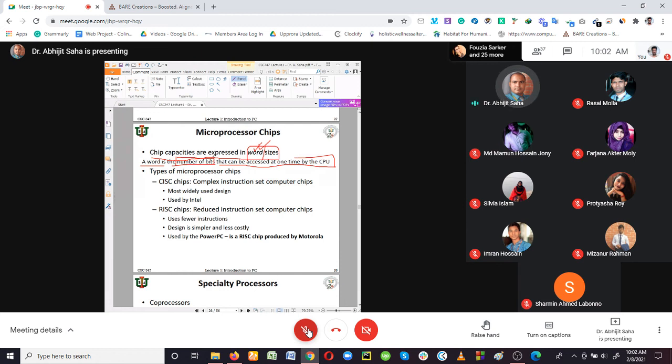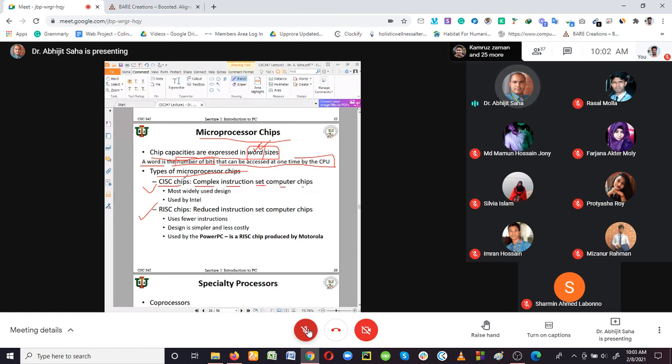So now that we are talking about microprocessor chips, there are two types of microprocessor chips. What are they? One is the CISC chip, and one is the RISC chip. So what is the CISC chip? It stands for complex instruction set computer chips.